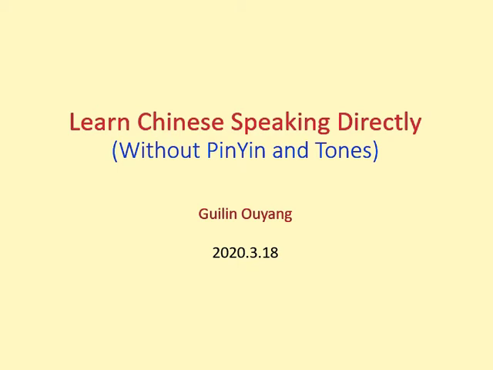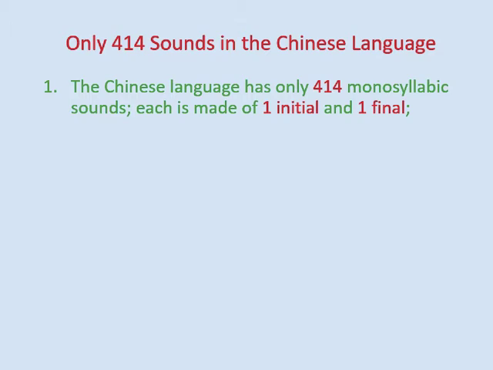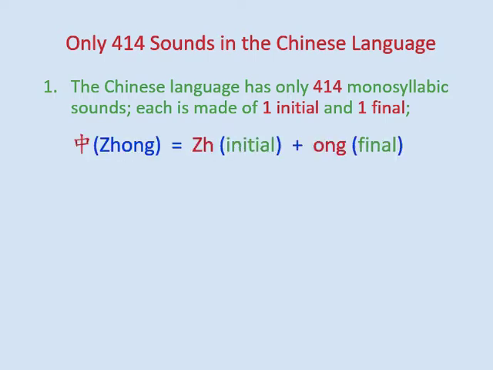Learn Chinese speaking directly. The Chinese language sound system is quite simple. It has only 414 monosyllabic sounds. Each of them is made of one initial and one final. Like Zhong is one syllable sound. It is made from one initial and one final sound.